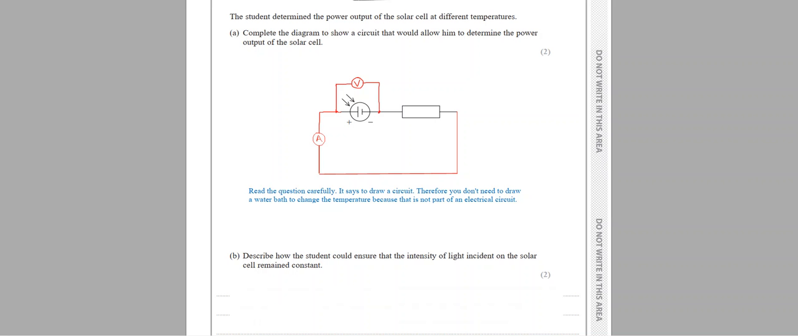So I have already drawn the diagram for you, and please see the blue font. By the way, in your actual exam, you are not supposed to write what I've written in the blue font. Only the font in red is the answer. Now, read the question carefully. It says to draw a circuit. Therefore, you don't need to draw a water bath to change the temperature because that's not part of an electrical circuit. The question says draw a circuit, so I don't have to draw a water bath here. I just need equipment to find the current and the voltage.